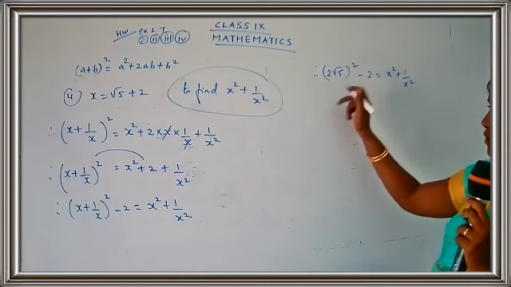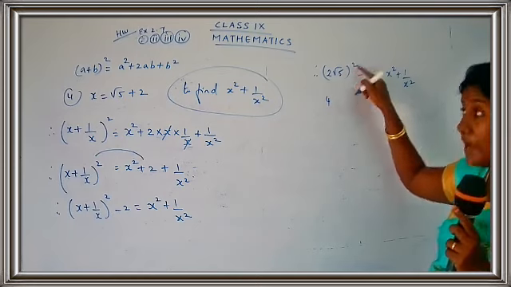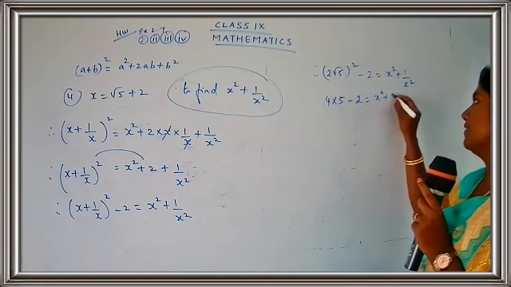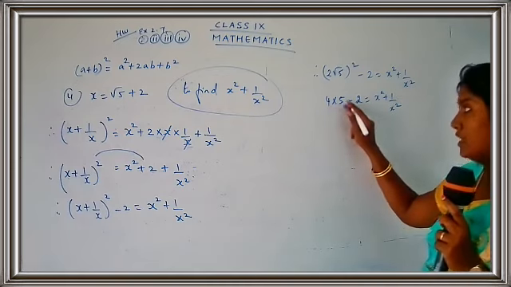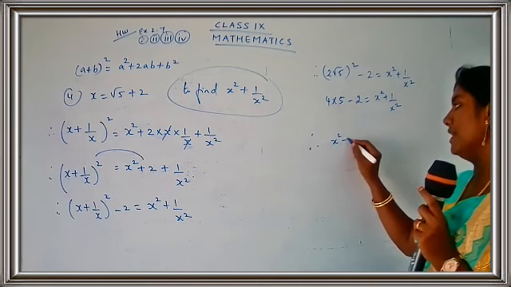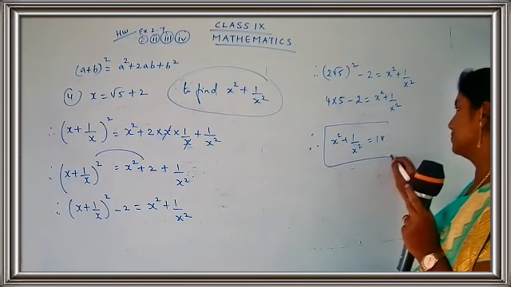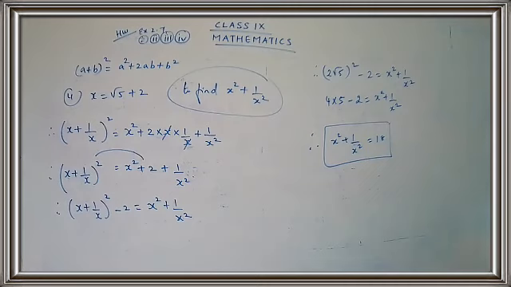2 into 2, 4. Root 5 into root 5, 5. Good. Minus 2 is equal to x square plus 1 by x square. 4 5s are 20. 20 minus 2, 18. Therefore, x square plus 1 by x square is equal to 18. We have found the value for x square plus 1 by x square. Clear, children?